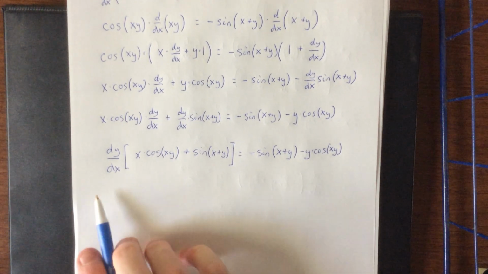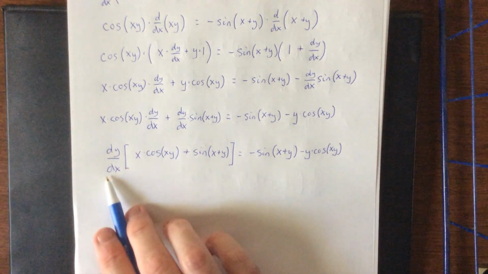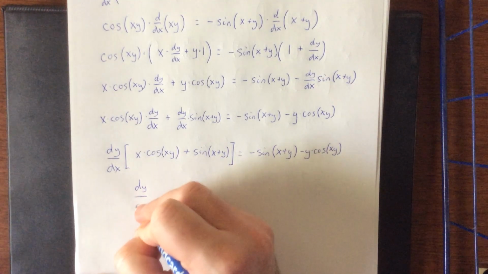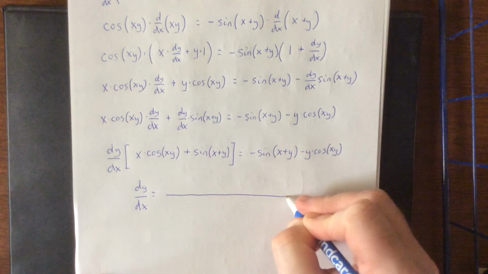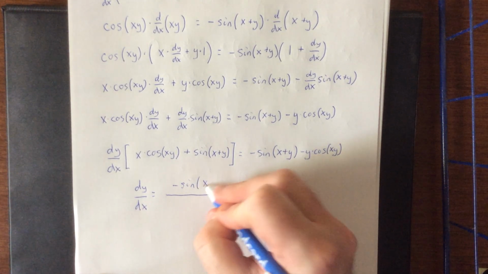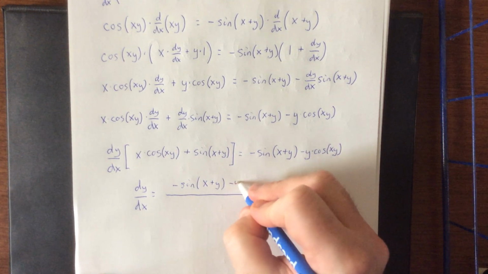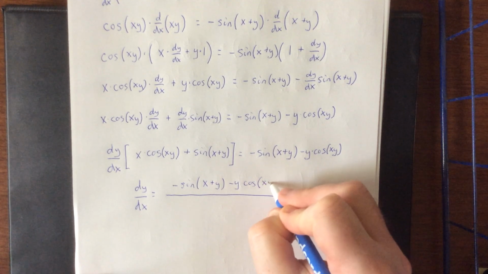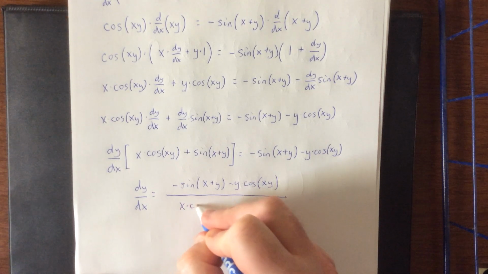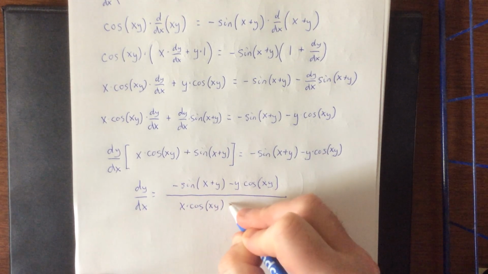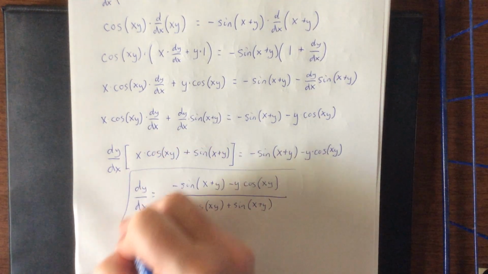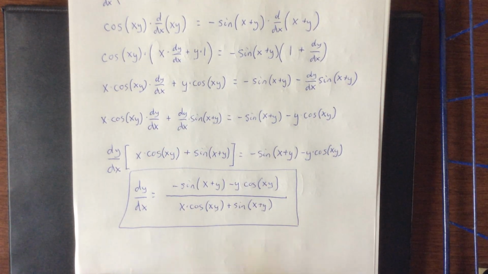Now with that in mind, just like we did on the previous problem, we have dy dx times this big massive term, so I'm going to divide both sides by this big massive term. So dy over dx is going to be equal to, big fraction, the right-hand side, negative sine of x plus y, minus y times the cosine of xy. This will all be divided by what we had on the left-hand side. So x times the cosine of xy plus the sine of x plus y. That will be our final answer for our derivative dy over dx.